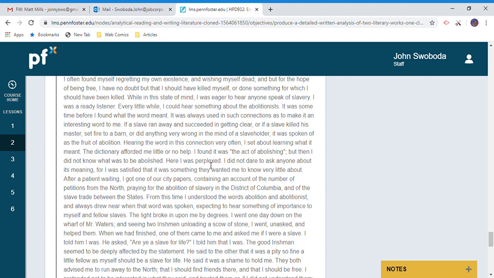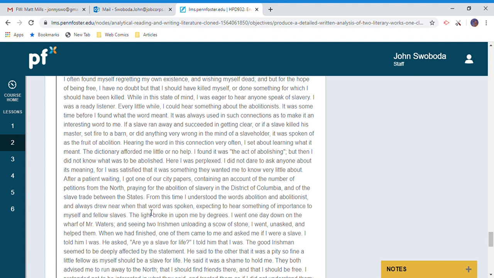Here I was perplexed. I did not dare to ask anyone about its meaning, for I was satisfied that it was something they wanted me to know very little about. After patient waiting, I got one of our city papers, containing an account of the number of petitions from the North, praying for the abolition of slavery in the District of Columbia, and of the slave trade between the states. From this time I understood the words abolition and abolitionist, and always drew near when that word was spoken, expecting to hear something of importance to myself and fellow slaves.